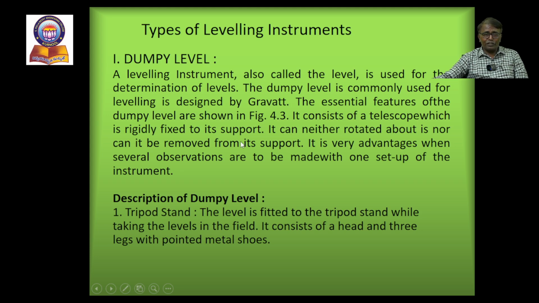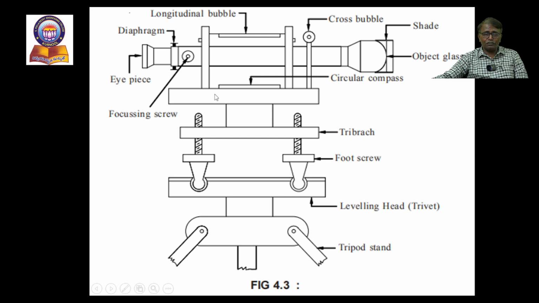It consists of a telescope rigidly fixed on supports, with an eyepiece at one end and an objective glass at the other end. A longitudinal bubble is there for leveling purposes, and a cross bubble is there in the perpendicular direction. It also consists of a leveling head, with a trivet and foot screws and tribrach. This part is called the leveling head.